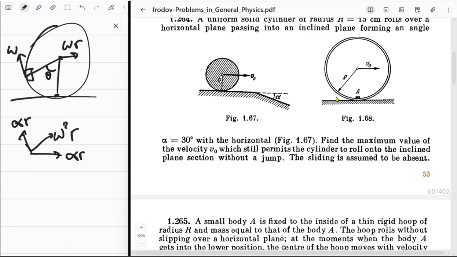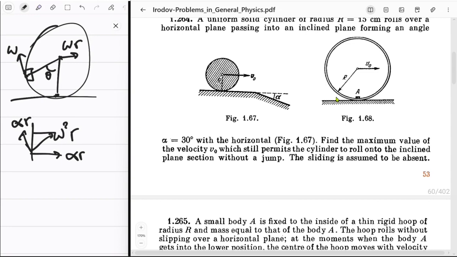Or this is painful. This is the complete acceleration of A. There's friction that takes care of the horizontal components. For vertical components, we need gravity and normal. So you got this.